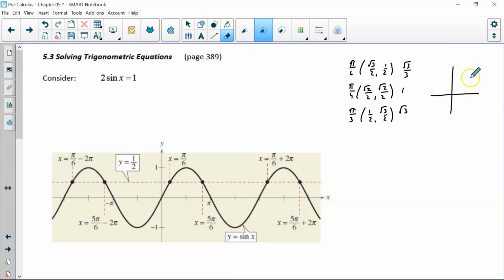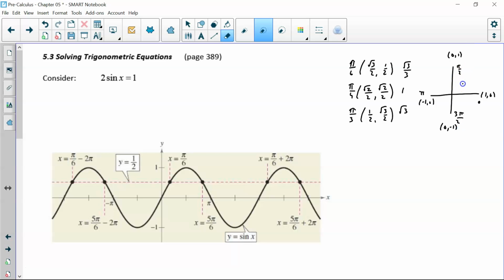Also keep in mind, here we are at 0. We're at 1, 0. At pi over 2, we're at 0, 1. At pi, we're at -1, 0. And at 3 pi over 2, we're at 0, -1.